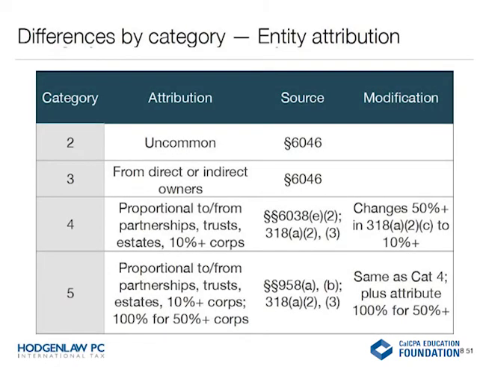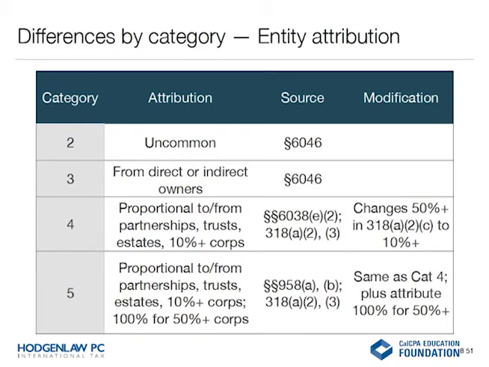I also have a table here to discuss the differences in entity attribution, and these are much more complicated than for individuals, and I did not devote separate slide examples to these really, but I did want to just provide the basic information of where the rules are found at least. So we'll go through this one as well. Category 2, at the entity level, attribution is going to be a little uncommon because usually when you're talking about officers and directors, you're talking about human beings.